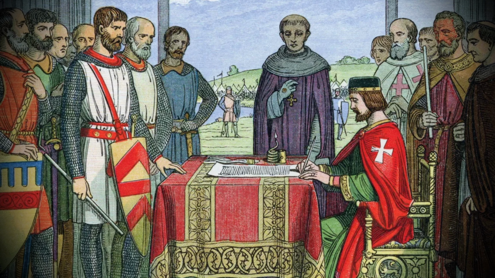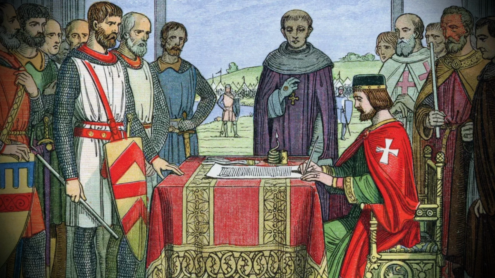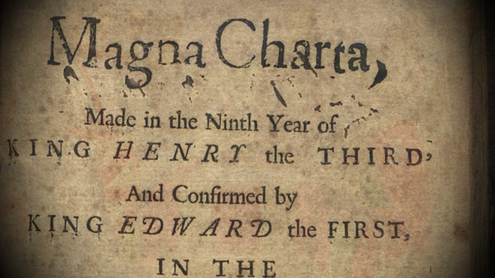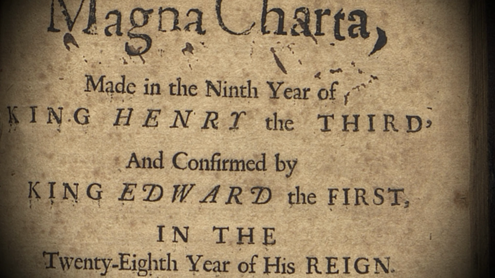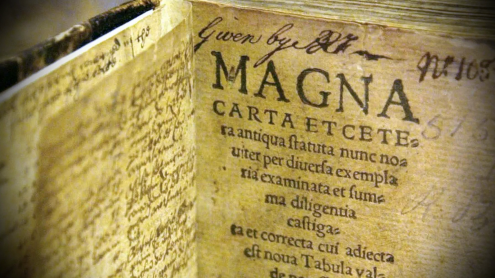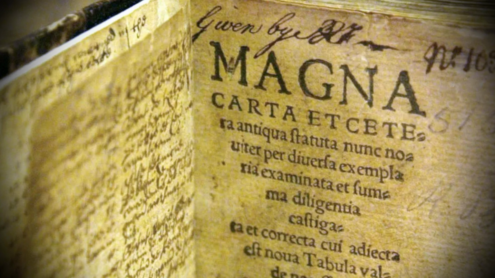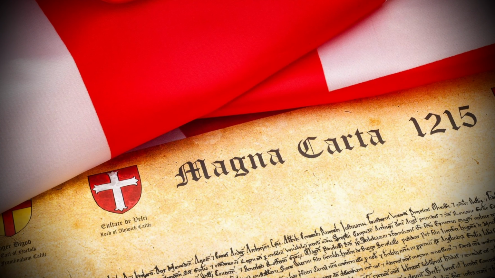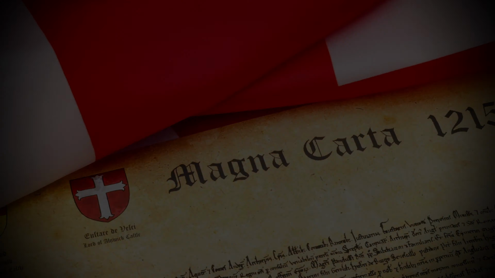However, the Magna Carta did mark an important first step towards a constitutional monarchy in England. It would be reissued and revised many times over the years, but the core elements would remain. It is echoed today in modern constitutional documents such as the American Declaration of Independence and the Universal Declaration of Human Rights.